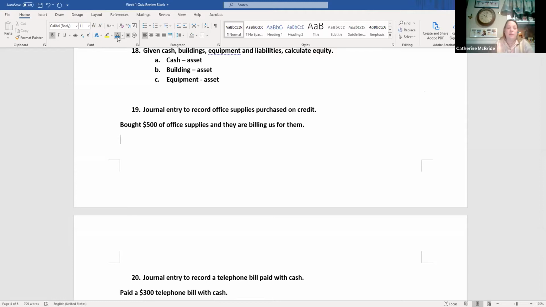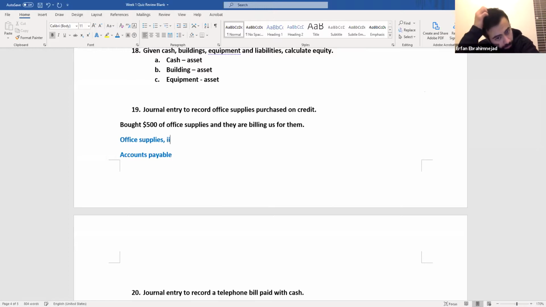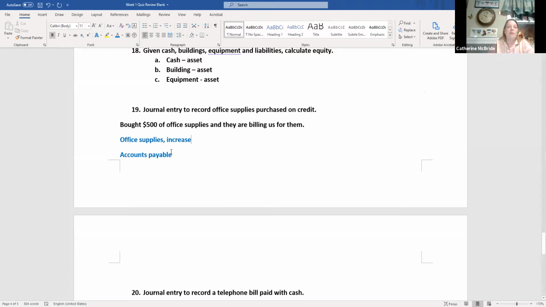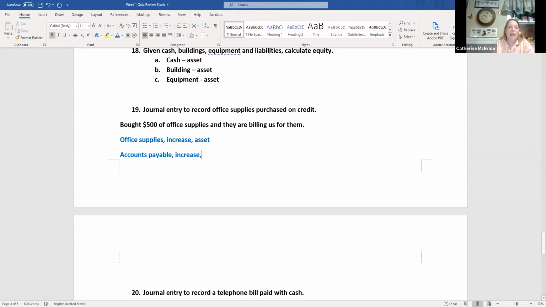What 2 accounts are affected? Office supplies and then accounts payable. There you go. Wonderful. Did office supplies increase or decrease? Increase. Accounts payable, did that increase or decrease? Increase. What type of account is office supplies in our accounting bubble? Asset. What type of account is accounts payable? Liability.